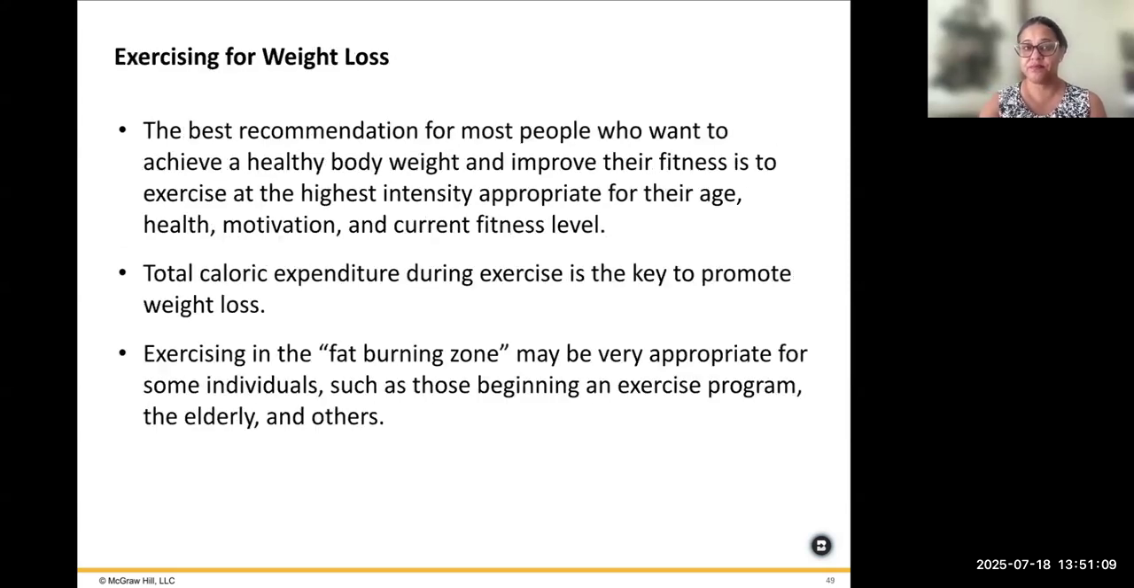maximal heart rate. The best recommendation for most people who want to achieve a healthy body weight and improve their fitness is to exercise at the highest intensity appropriate for their age, health, motivation, and current fitness level. Total caloric expenditure during exercise is the key to promote weight loss. Exercise in the fat burning zone may be very appropriate for some individuals, such as those beginning an exercise program, the elderly, and others.